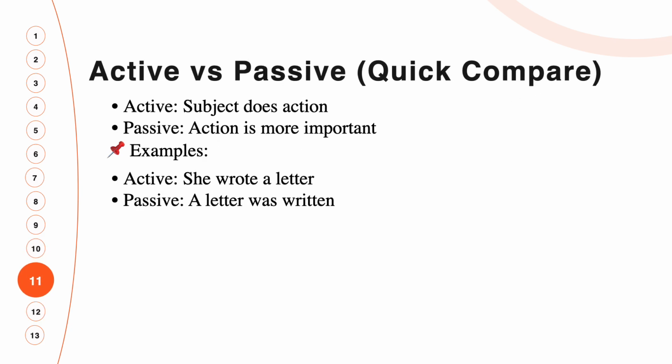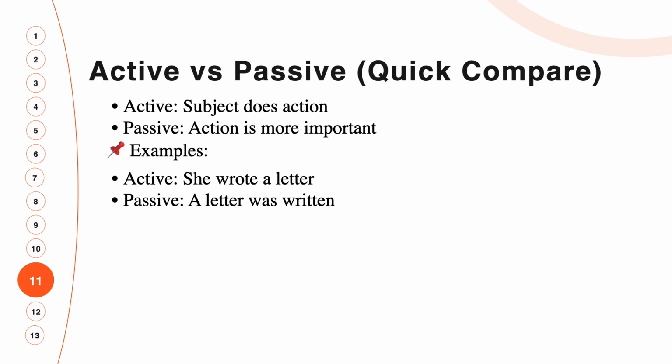Now let's move on to active versus passive. Let's do a quick comparison. Active is when the subject does the action. Passive is when the action is more important. Example of active, she wrote a letter, and the passive is a letter was written.